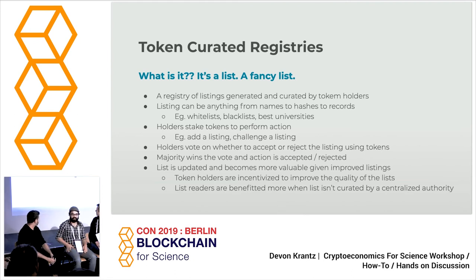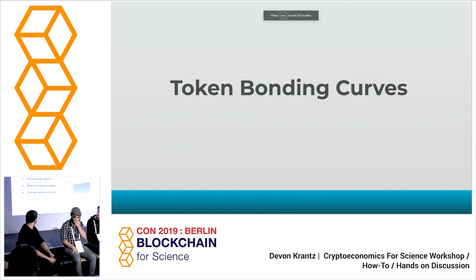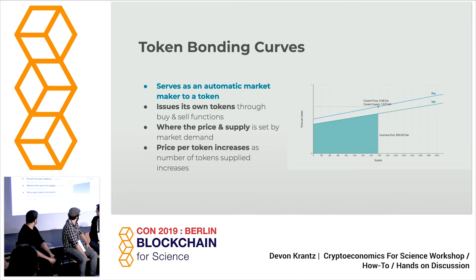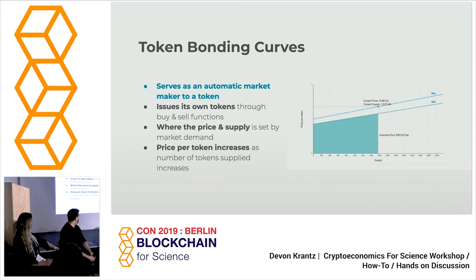So yeah, our next topic, or our next cryptoeconomic primitive, is token bonding curves. What I've got here is that token bonding curves serve as an automatic market maker to a token. The bonding curve issues its own tokens through buy and sell functions, where the price and supply are set by the market demand, and price per token increases as the number of tokens supplied increases.